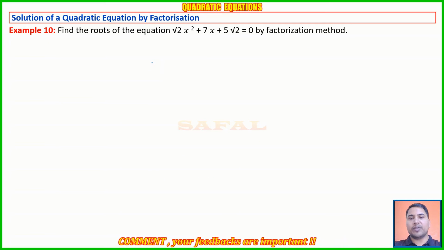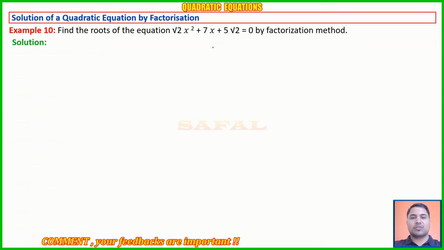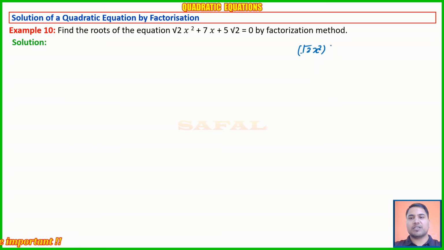Find the roots of the equation root 2x square plus 7x plus 5 root 2 by factorization method. So now अभी तक मुझे आशा है कि आपको प्रोसेस समझ में आ गया होगा कि कैसे अपन अप्रोच कर रहे हैं. सो पहले क्या करेंगे, अपन एक्स स्क्वायर टर्म को एंड कांस्टेंट टर्म को अपन मल्टीप्लाई करेंगे. So root 2 x square and constant term we have is 5 root 2, तो इसको मल्टीप्लाई करेंगे तो root 2 into root 2 is 2, so 5 into 2 is 10, so 10x square मिलेगा. ठीक है.